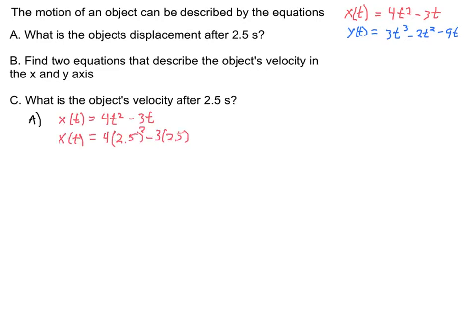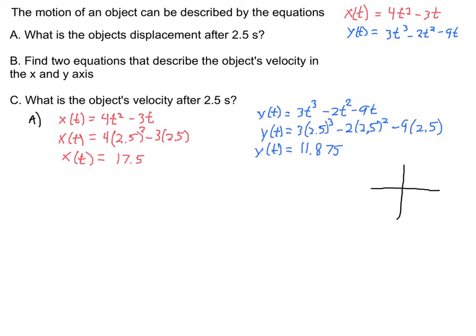All I need to do is rewrite the position equation, substitute in 2.5 seconds, and plug into my calculator. So I end up with a displacement of 17.5, assuming that we're in base units, meters, 17.5 meters in the x-axis. Now we need to do y. I find that in the y-axis, our new position is 11.875 meters, assuming base units. Haven't rounded for sig figs, don't do that till the very end.